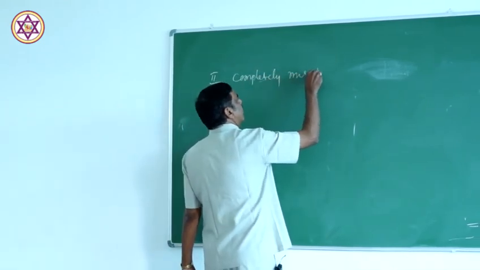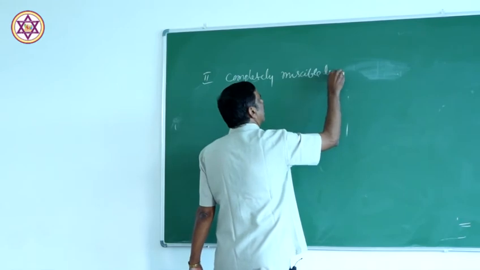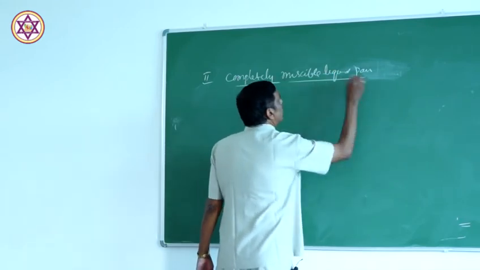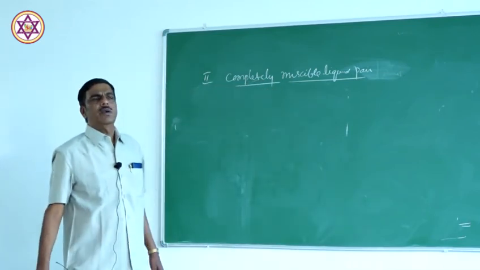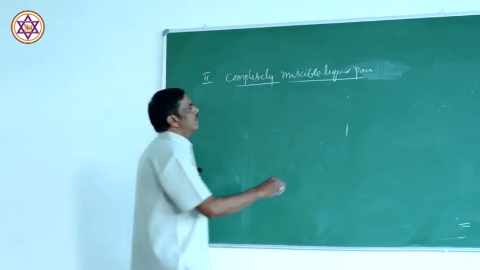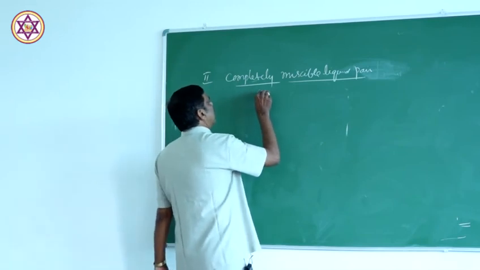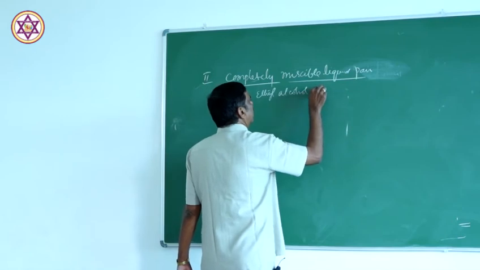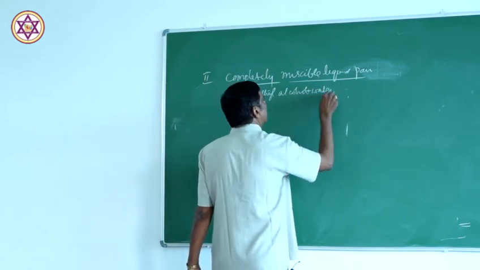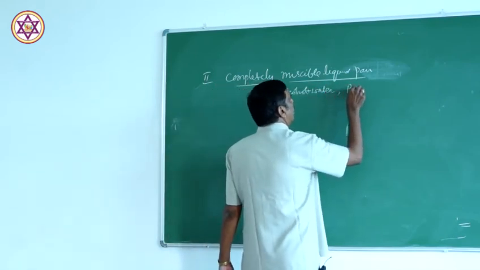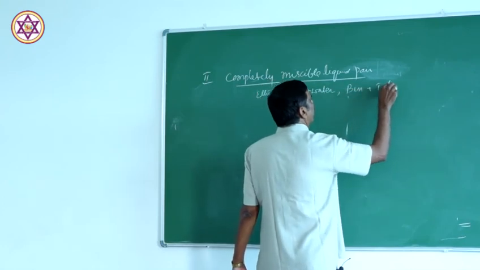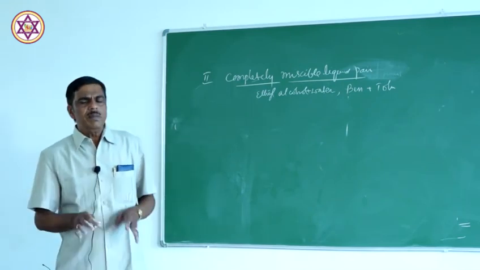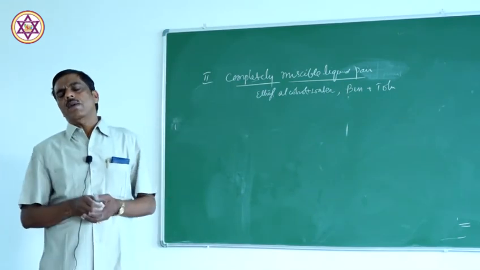Completely miscible liquid pair. So in this completely miscible liquid pair, examples are ethyl alcohol plus water, benzene and toluene, and so on. So many examples are there. These are completely miscible irrespective of the temperature and composition.